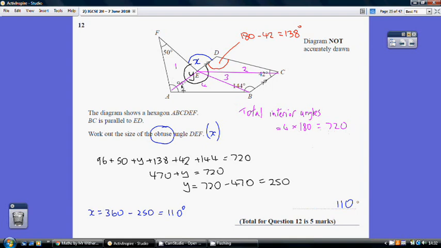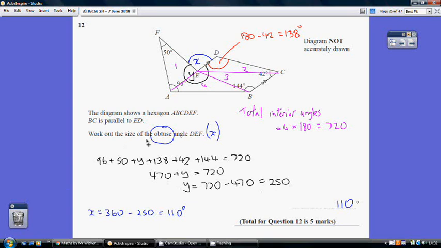So working our way around the interior angles, we're saying 96 plus 50 plus this interior reflex angle Y plus 138 plus 42 plus 144 equals 720. So we've constructed an equation which we can simplify and solve. Gathering up our normal numbers on the left, we get 470 plus y equals 720. Taking away 470 from both sides, we get y being 250 degrees.